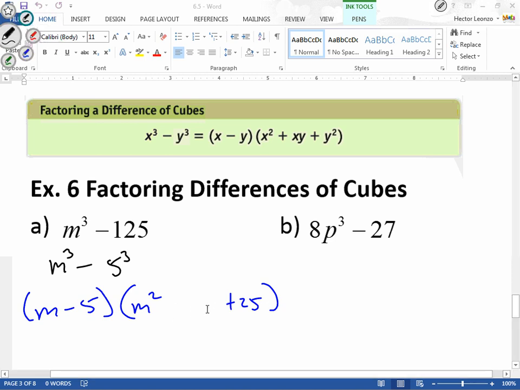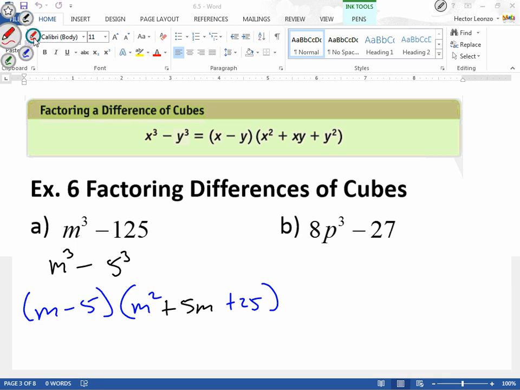Now, there's a middle term. Because my first parentheses has a minus sign, I'm going to go plus sign. I'm going to go the opposite. Then, multiply these two terms in the first parentheses. m times 5 will give me 5m. So once again, the first parentheses, just ignore the cubes. The second parentheses, square the first term to find the beginning. Square the last term to find the end. And then use the opposite sign and multiply your two terms for the middle.